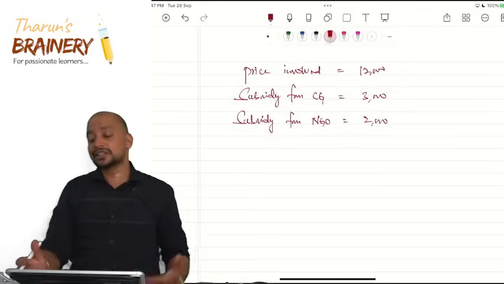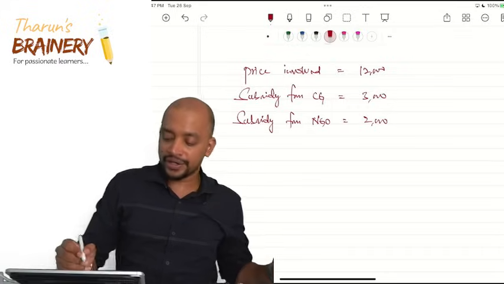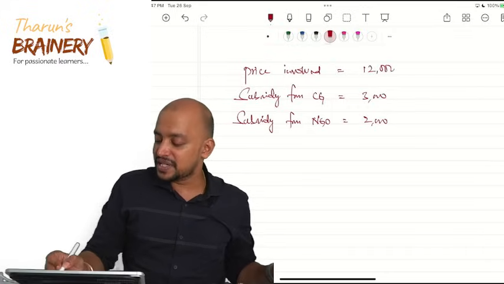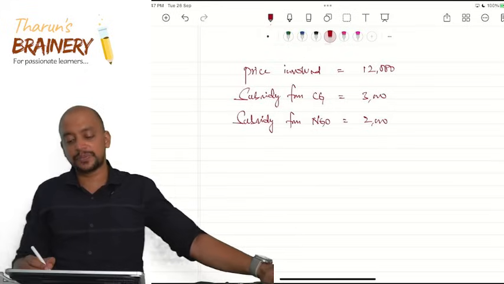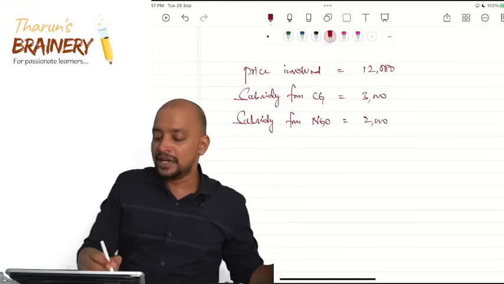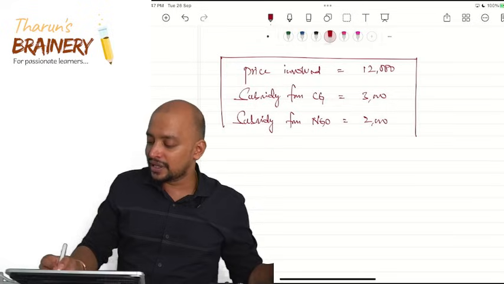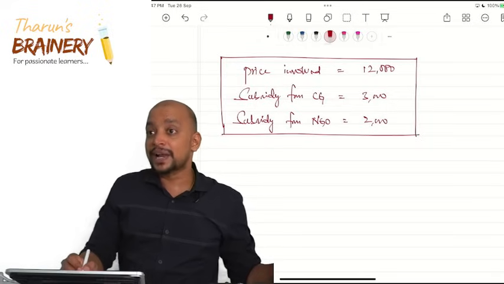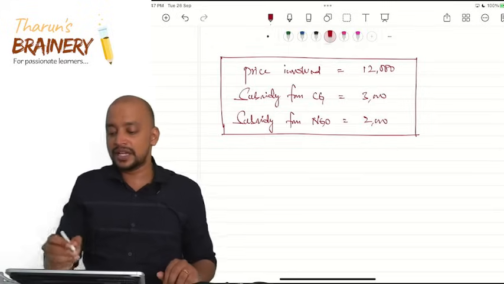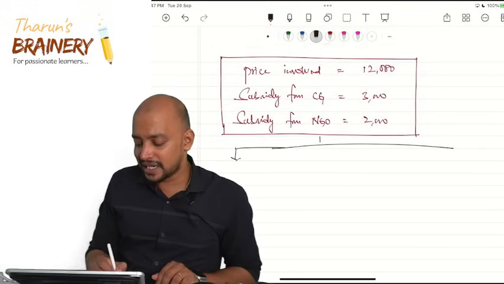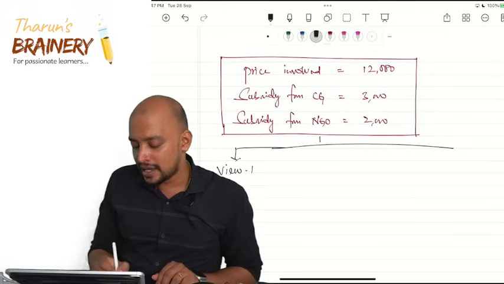Now the question is silent. We don't have any information beyond this. We know that the price given in the question is 12,000 and the subsidy from central government is 3,000, subsidy from NGO is 2,000. There are two treatments that are possible. So we can either take the assumption that the price is after considering the subsidy or the price is without considering the subsidy.